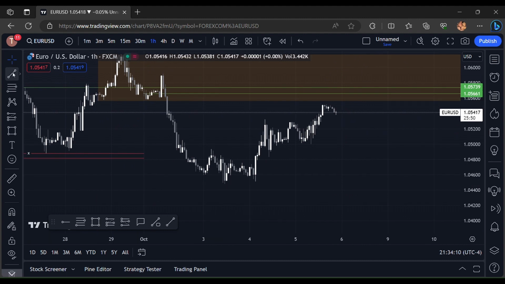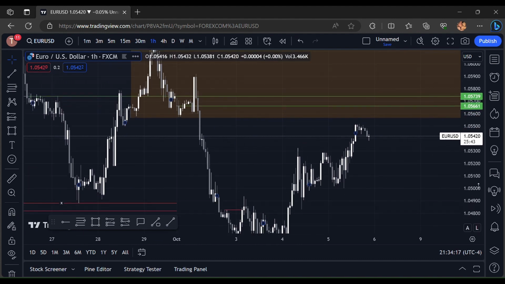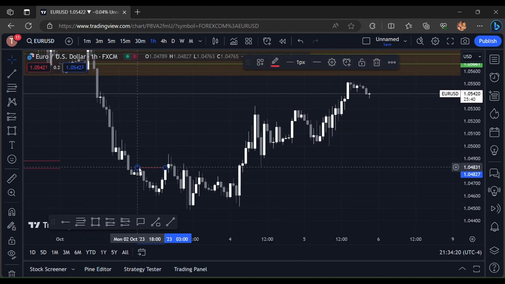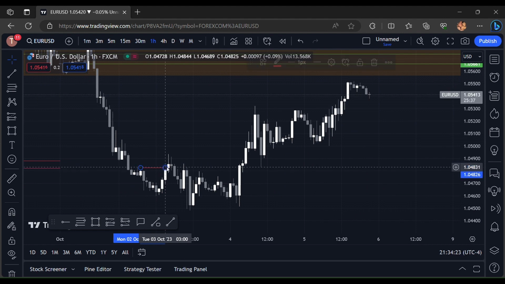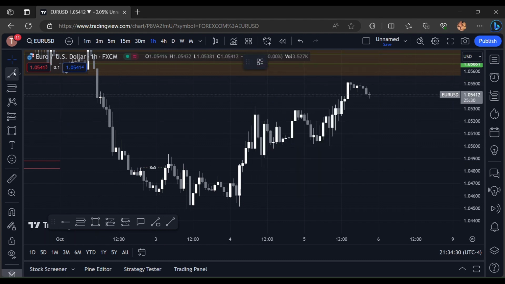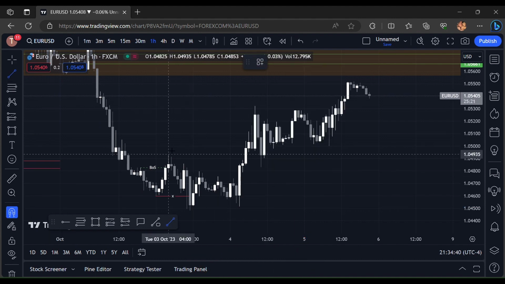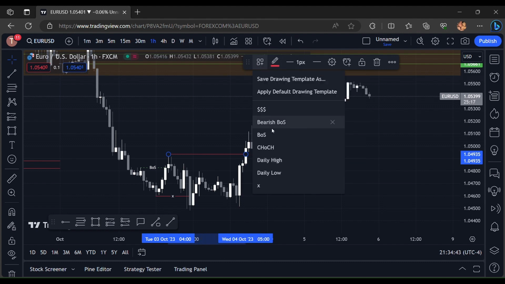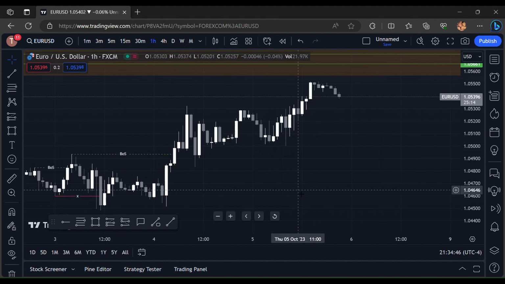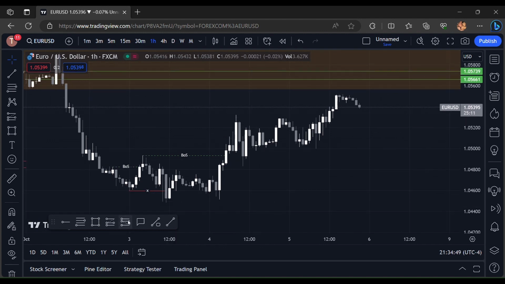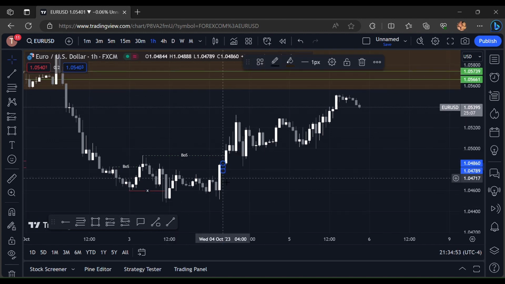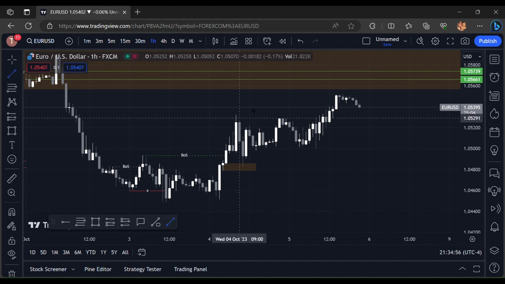Then again, traders who actually trade liquidity might be waiting here at the high of the candle to be broken. And what the market did later was it took their stop losses. It took their stop losses and broke the high. Then again, where did we react from? We react from this zone, and then again we broke the high.